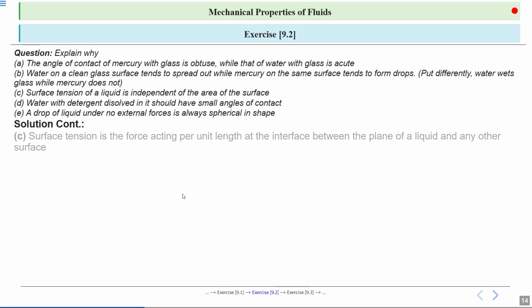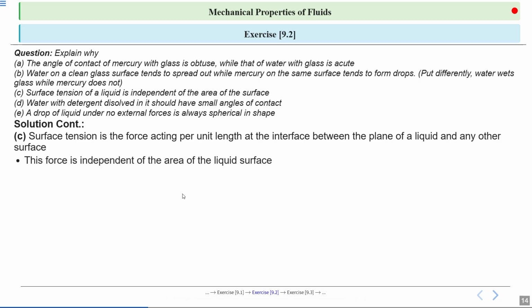Now, let's start with part C. Surface tension is defined as the force acting per unit length at the interface between a liquid and another phase. This means for any given length along the surface, the liquid molecules experience a pulling force that tries to minimize the surface area. Remember, the SI unit for force is Newton, and for length is meter. So surface tension is measured in Newton per meter.